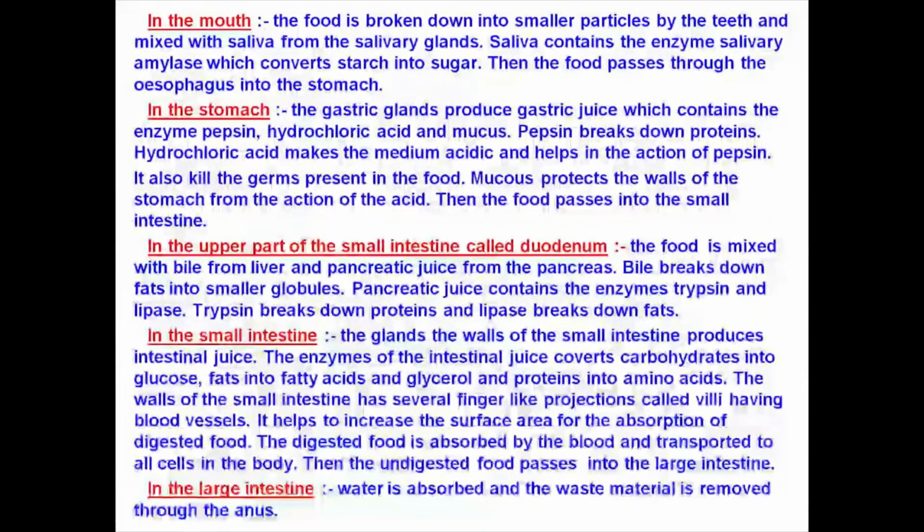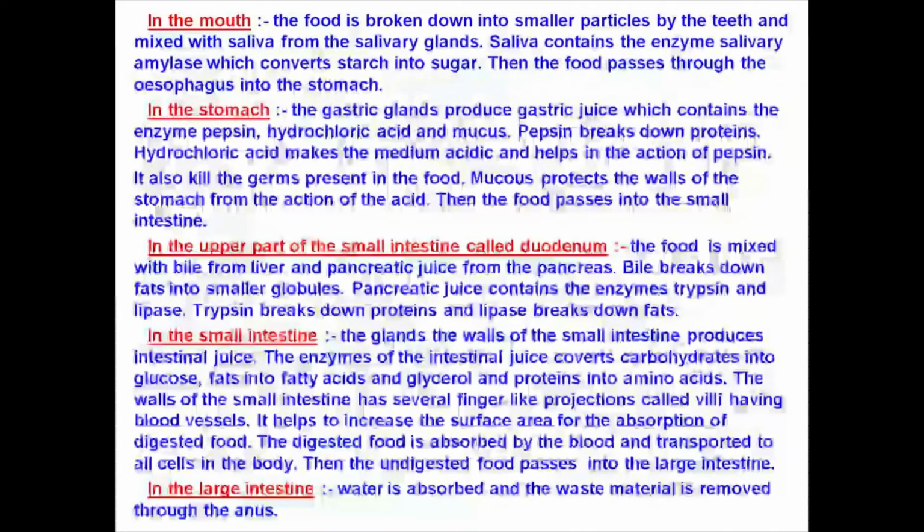In the stomach, the gastric glands produce gastric juices, which contain the enzyme pepsin, hydrochloric acid, and mucus. Pepsin breaks down proteins. Hydrochloric acid makes the medium acidic, which helps in the action of pepsin. It is generally pepsinogen, which converts into pepsin in acidic medium. So that is why hydrochloric acid is required. And hydrochloric acid also kills the germs present in the food. Mucus protects the wall of the stomach from the action of the acid.